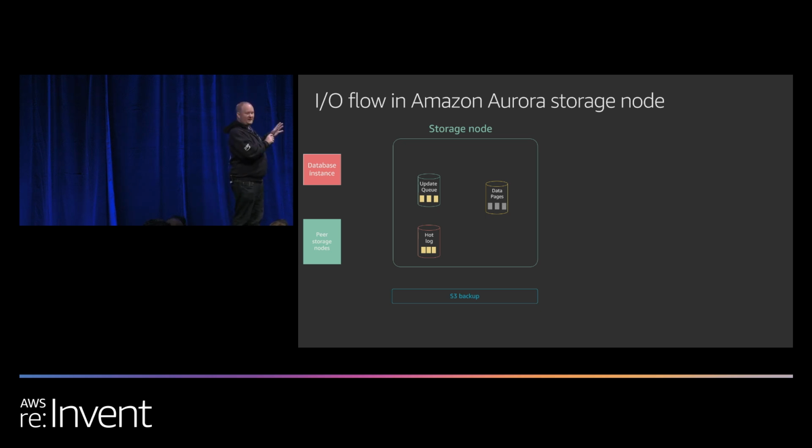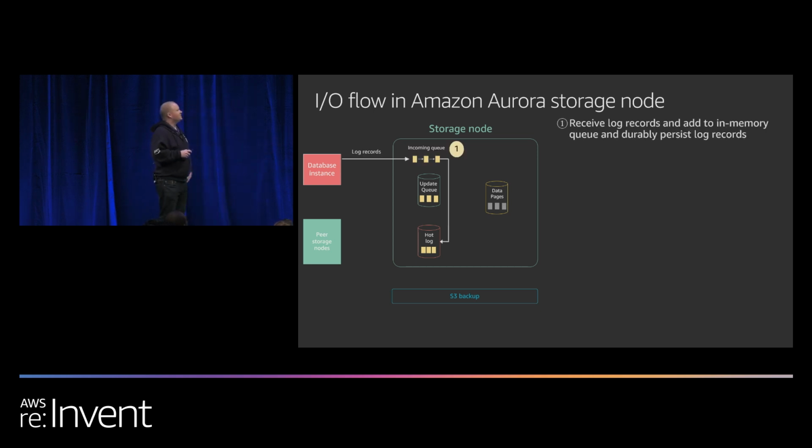But let's take a look at what happens when you actually do an I/O. First of all, the database instance has gotten to a point where it wants to send a log record, and it sends log records over to the storage node. This is actually where the first difference between Aurora and other databases using the old way of doing things, if you will, that we went through starts.